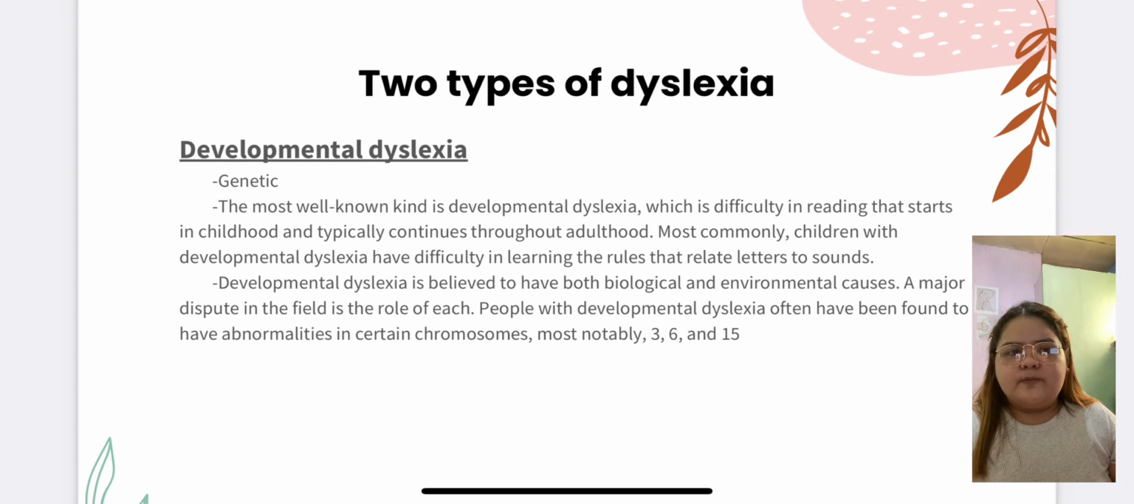People with developmental dyslexia often have been found to have abnormalities in certain chromosomes, most notably 3, 6, and 15. So developmental dyslexia, guys, di ba may mga tao na gipanganak na dili normal, like kanang naay kulang sa chromosomes, mga ana. So meron na sila developmental disability or kanang mental disability.